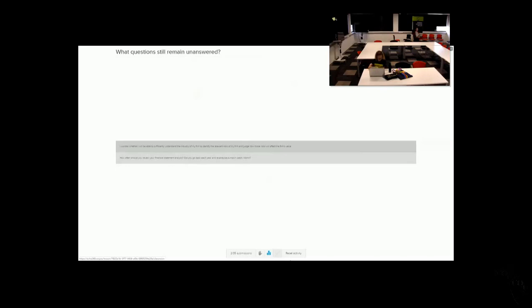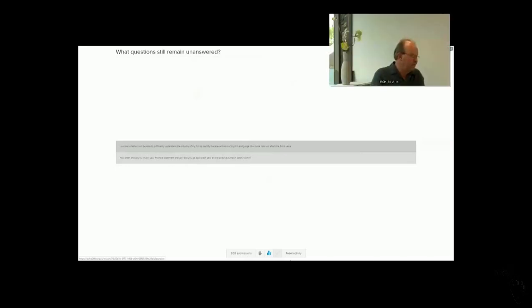to identify the relevant risks of my firm and judge how those risks will affect the firm's value. Yeah, that's a very valid concern. Lots of people will be thinking that. Also, when you do something for the first time, you never know whether you can do it or not. That's the reality, isn't it? So that's right. These are valid concerns.